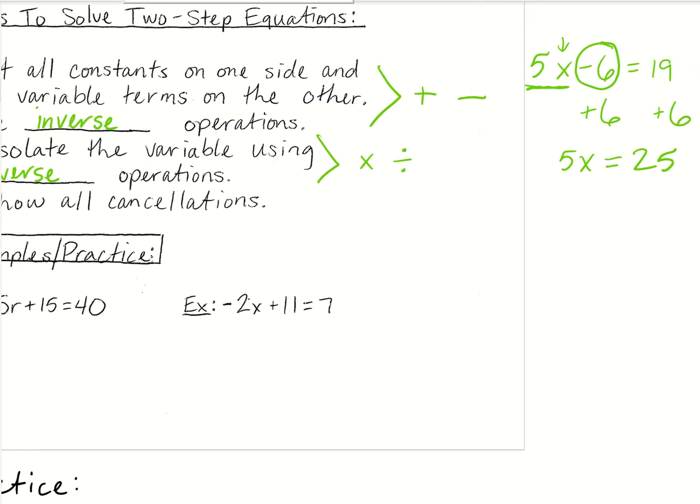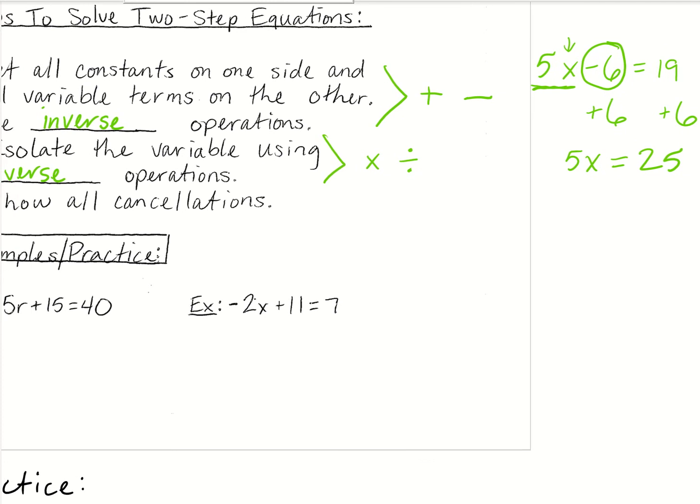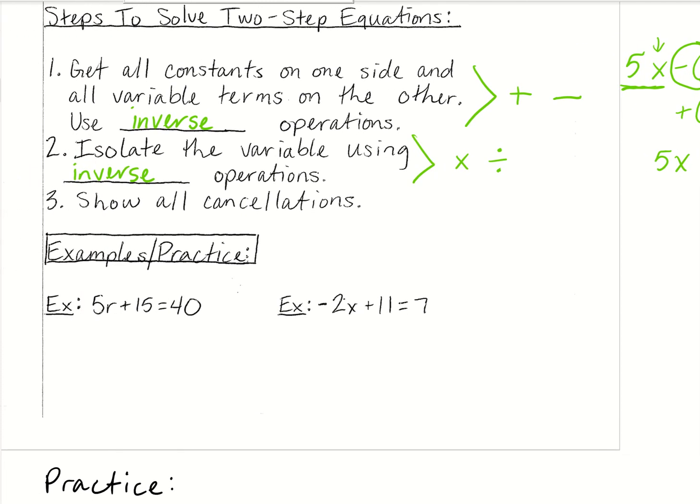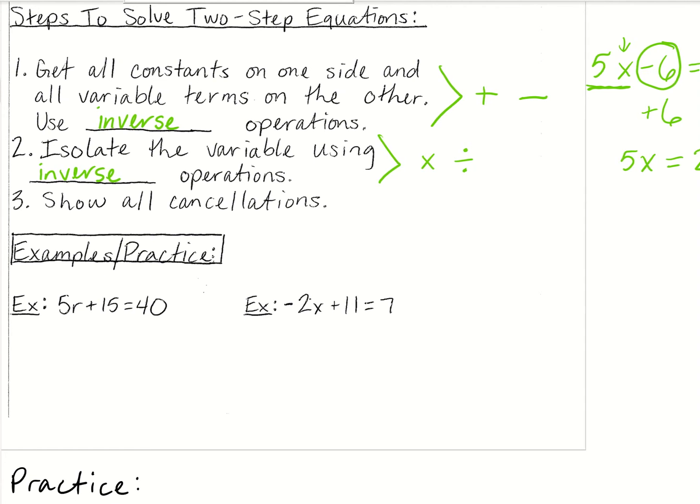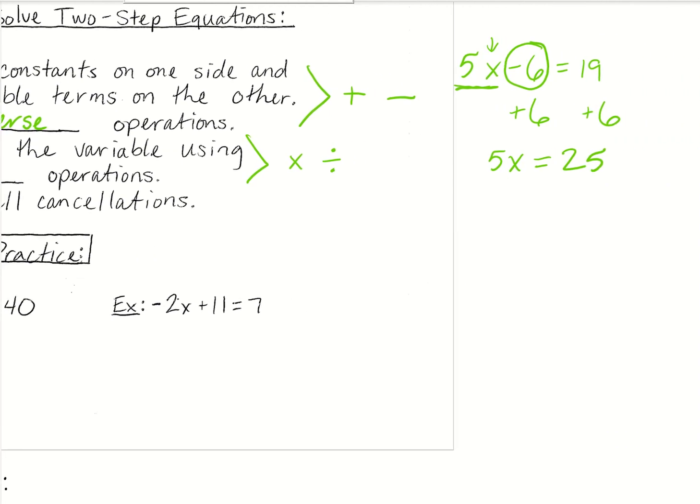At this point, you should recognize this as what we did in 2.1, but to go ahead and follow the steps, we're going to isolate the variable using inverse operations. Again, when we isolate the variable, that's going to be multiplication or division. That means we need to undo this multiplication of 5 times x. The way we do that is with division. So divide both by 5.